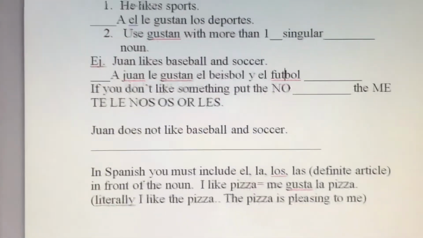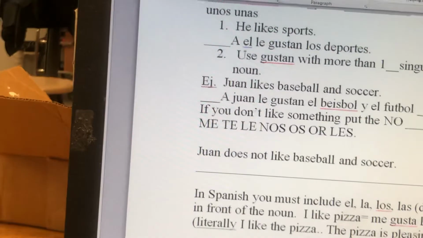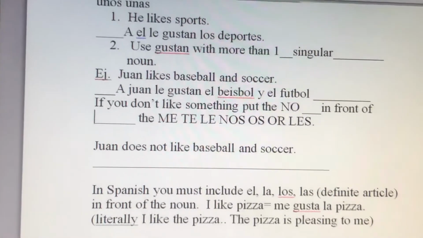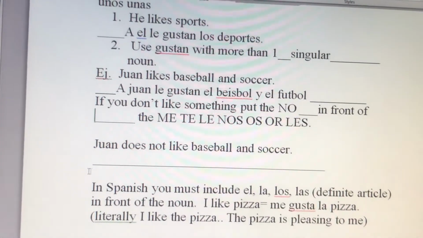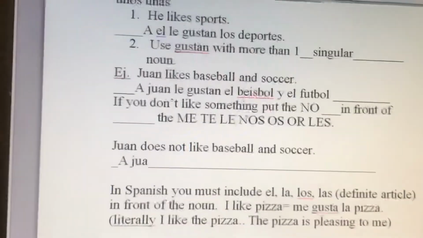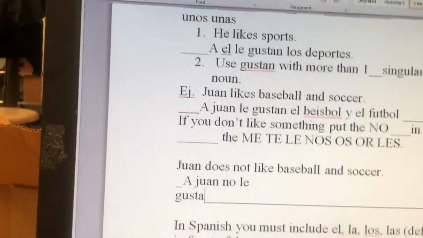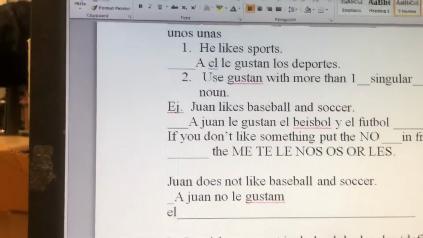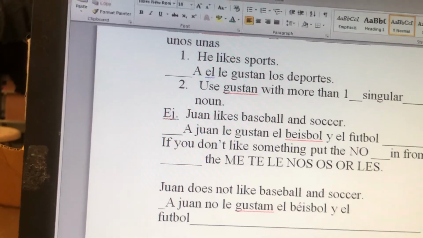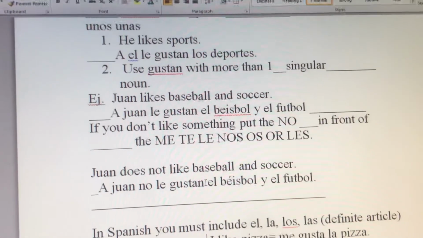If you don't like something, you put the no in front of the me, te, le, nos, os, or les. So it goes in front of the me, te, le, nos, os, or les. So Juan does not like baseball and soccer. Juan, and then this is where you would put the no in front of that. No le gustan, because there are 2 things that Juan doesn't like. El béisbol y el fútbol. A Juan no le gustan el béisbol y el fútbol.